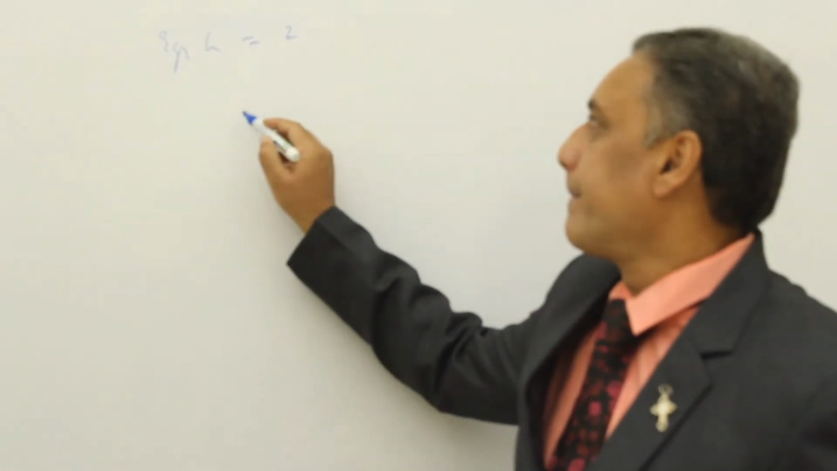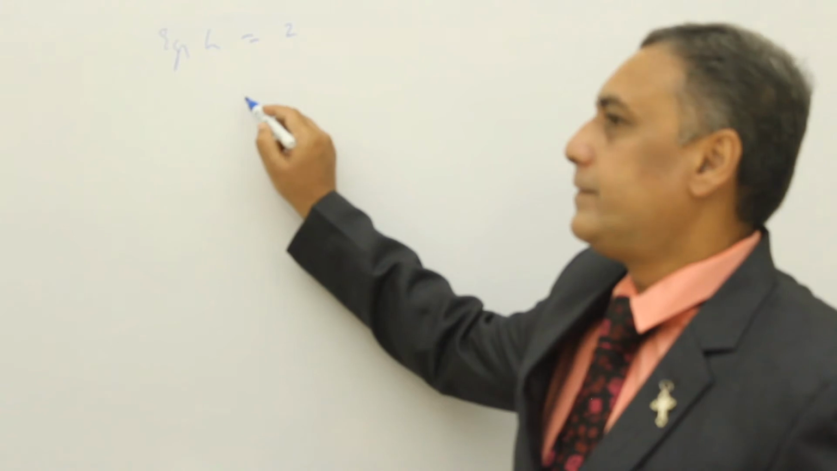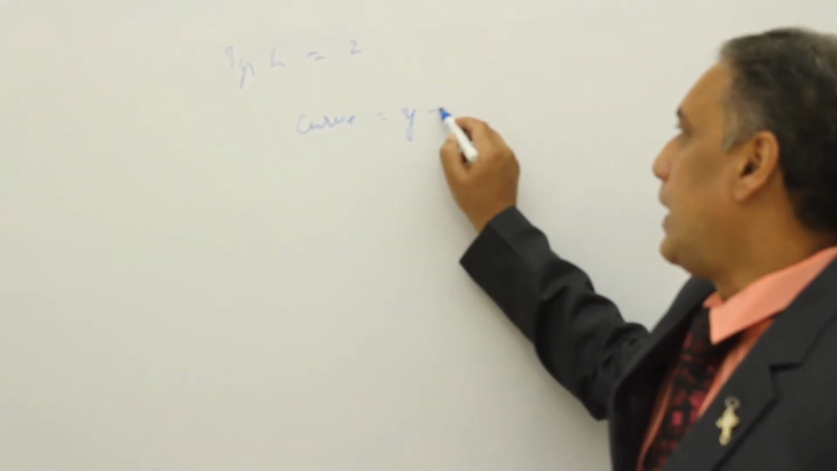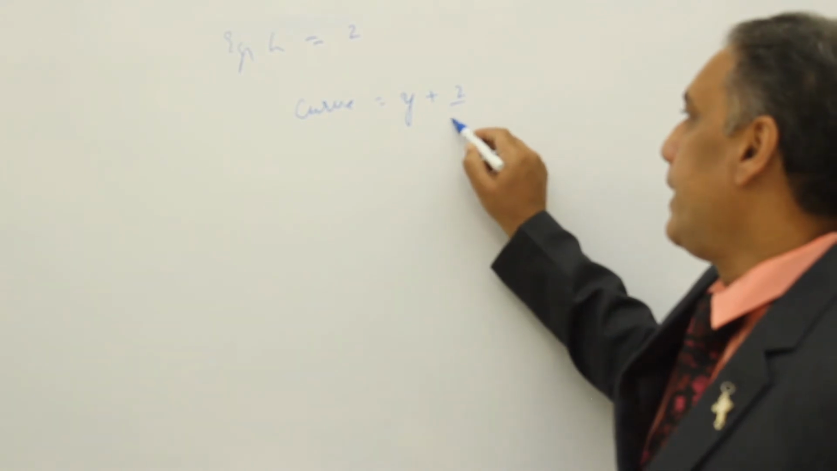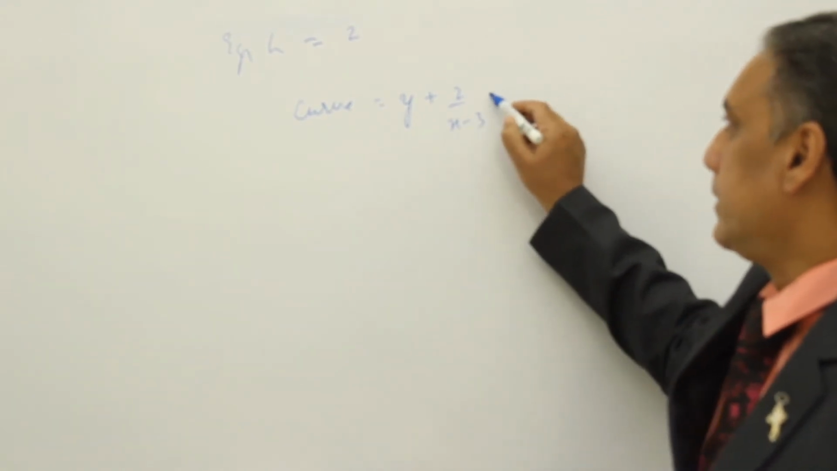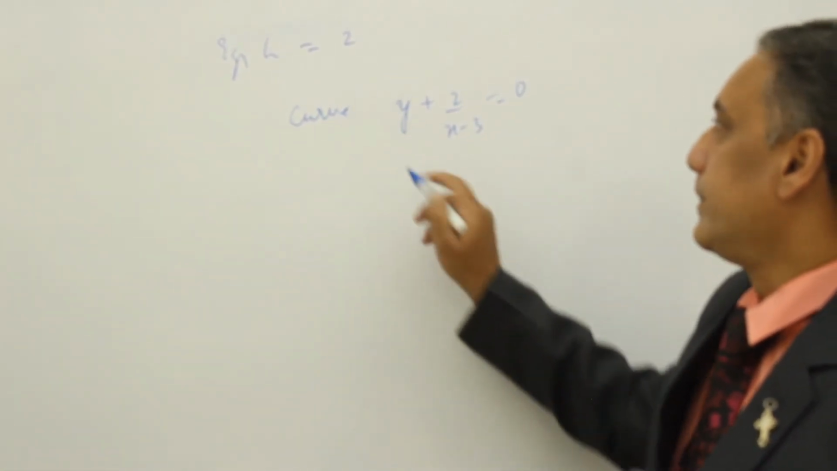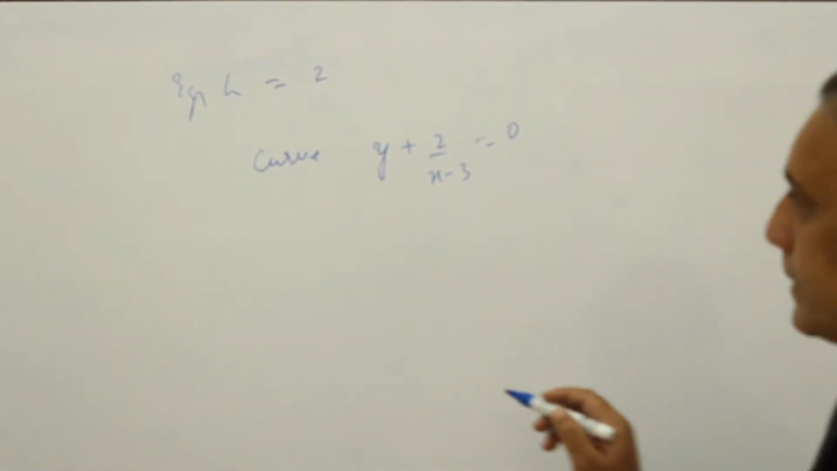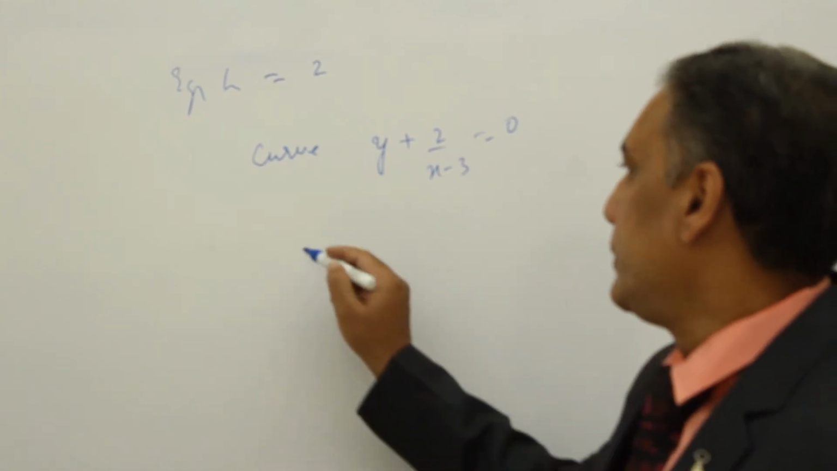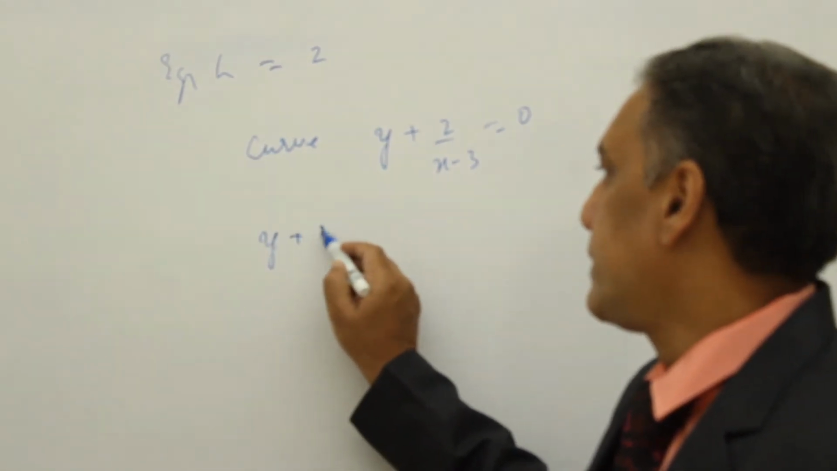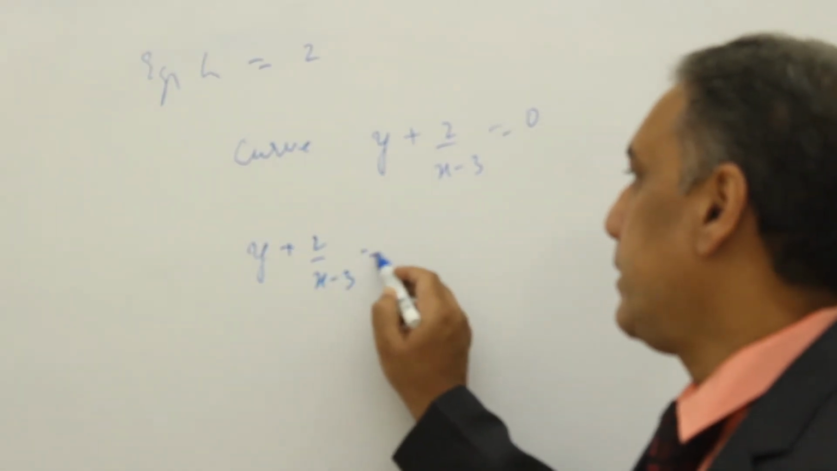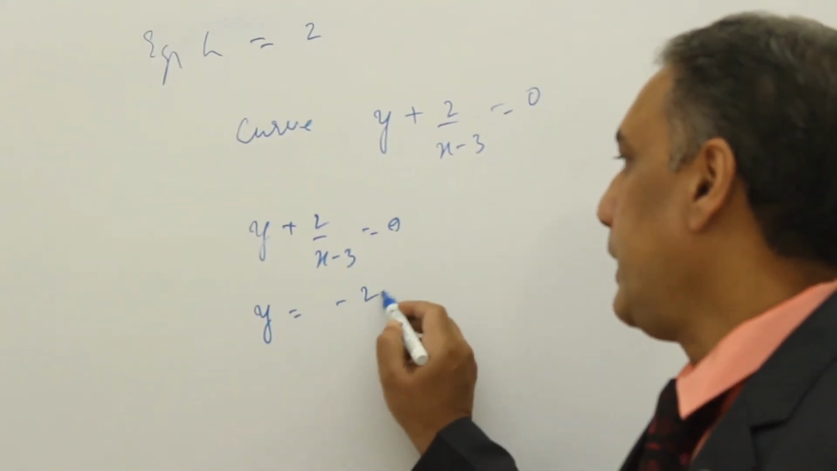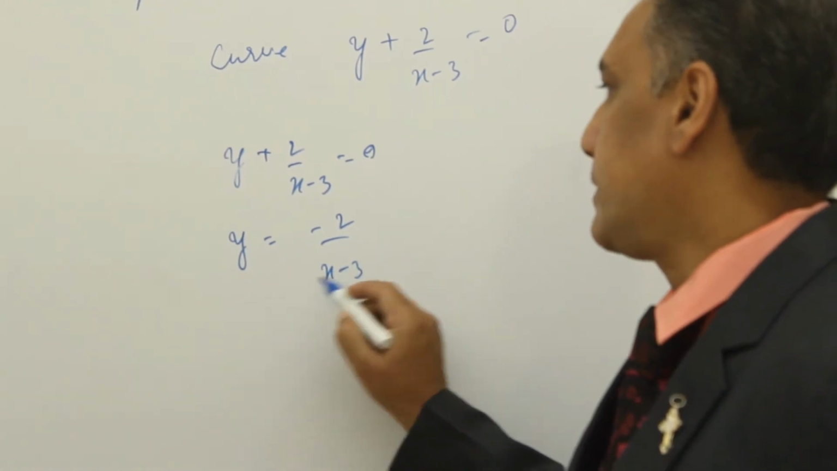The equation of the curve is what? Y plus 2 by x minus 3 equal to 0. Okay. So you can, then what next? That's it? Yes, sir. So take y plus 2 by x minus 3 equal to 0. So therefore y will be equal to minus 2 by x minus 3.